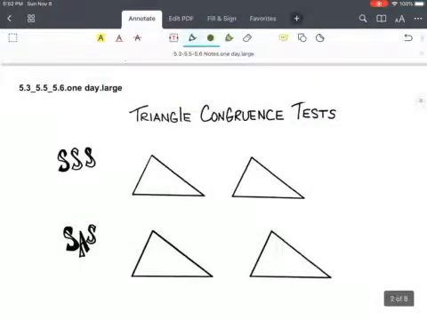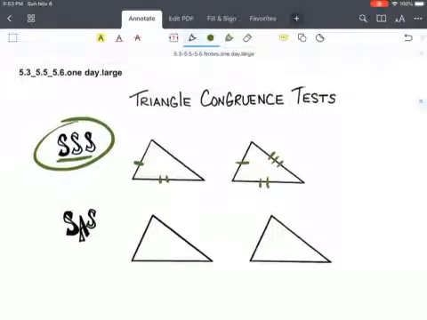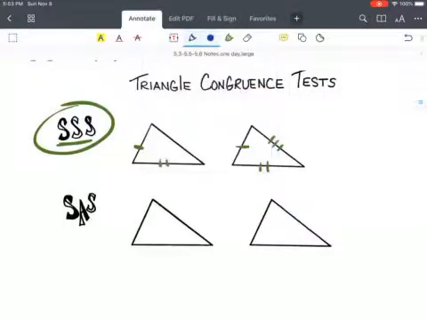In order for something to be congruent by side, it would be one pair of sides congruent, another pair of sides congruent, and the third pair of sides congruent. So when we look at two triangles, if all three pairs of corresponding sides are congruent, then we can say the triangles are congruent by side. Side, angle, side, and this is where included comes in. We're talking about a side and then another side.